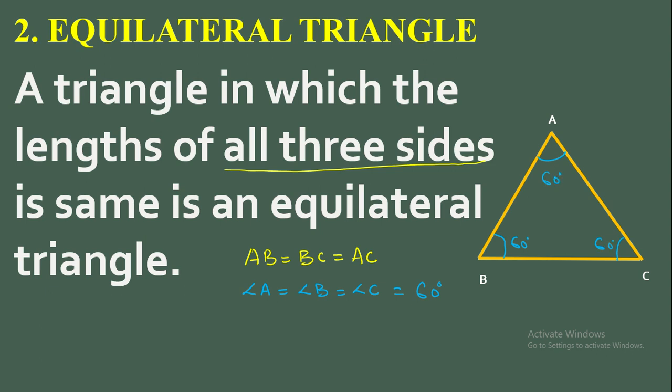We will prove this later on in another tutorial: how the measure of each angle in an equilateral triangle is 60 degrees. So here we will remember this, that an equilateral triangle is that triangle in which the lengths of all the three sides are the same. Also, there is a property related to it, that all the angles are equal and each measures 60 degrees. So these were three types of triangle based on the lengths of its sides.